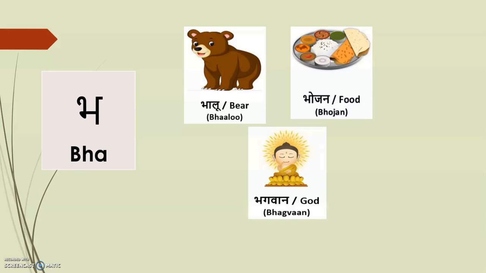So in the first picture, we can see a bear which is called Bhalu. In the next picture, we can see food. Food in Hindi is called Bhojan. And in the third picture, we can see God. God in Hindi is called Bhagawan. So all these three objects begin with the letter Bh.